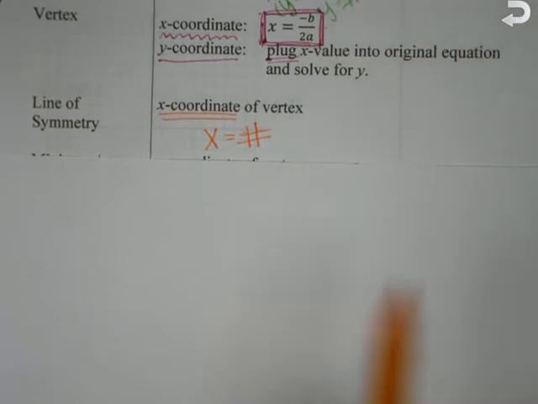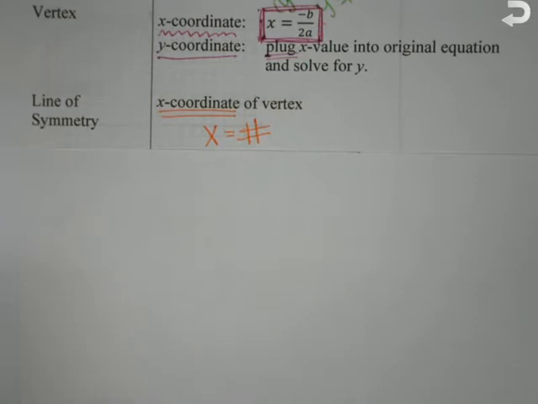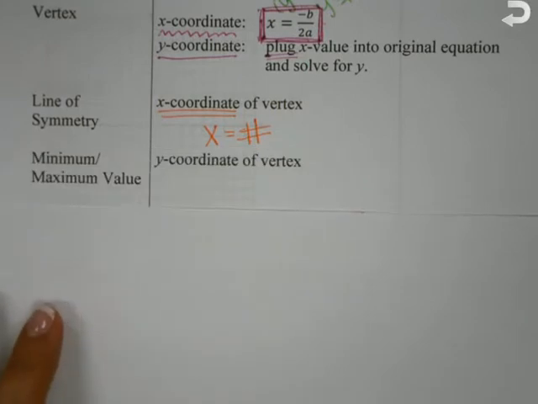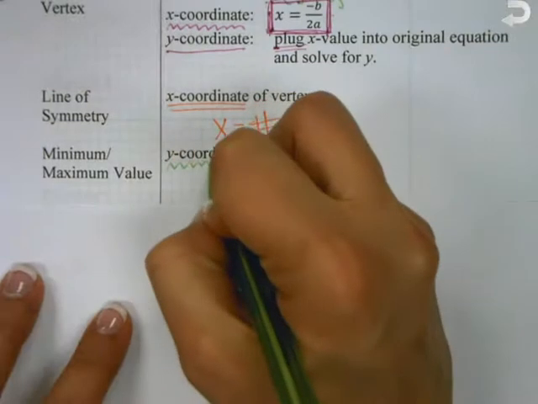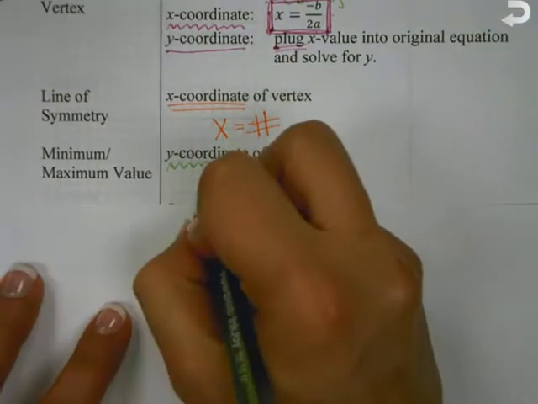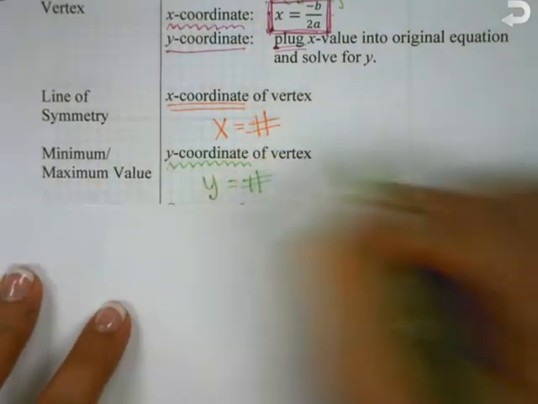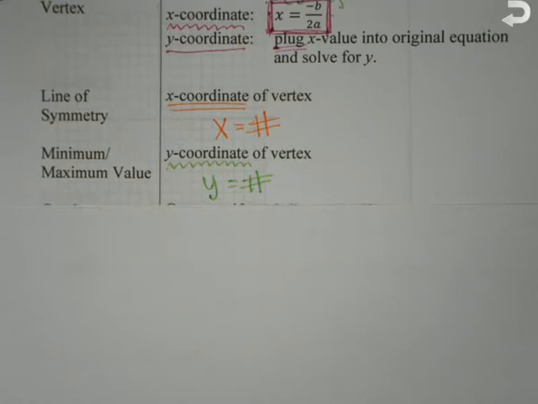Okay, other things that we want to look at are the minimum and maximum value. That is just the y-coordinate. So it's going to be y equals a number. So we just take the vertex: the x is the line of symmetry, the y is the minimum or the maximum.